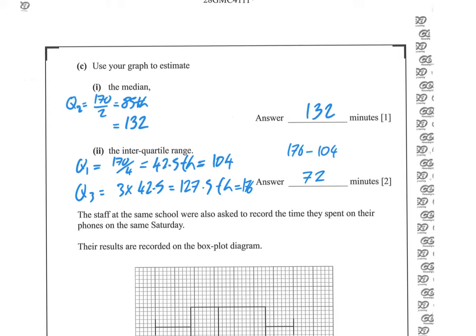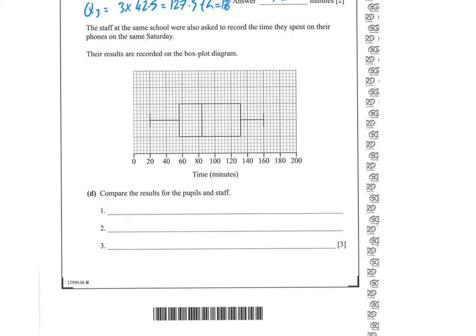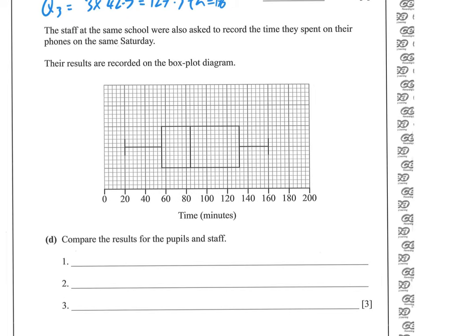It says the staff at the same school were asked to record the times they spent on their phones on the same Saturday. So remember, the first thing was school children. This is now the staff in the school. Their results are recorded on the box plot diagram. Compare the results of the pupils and the staff. Okay, so let's just work out what it is for the staff then.